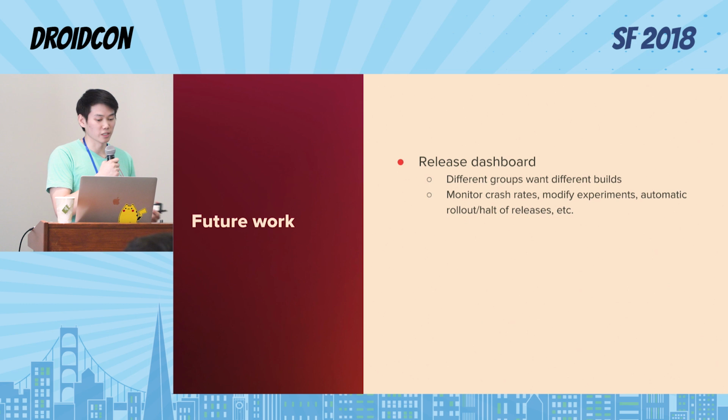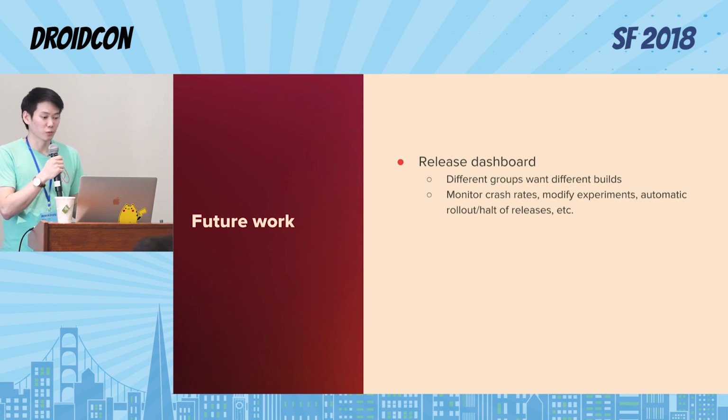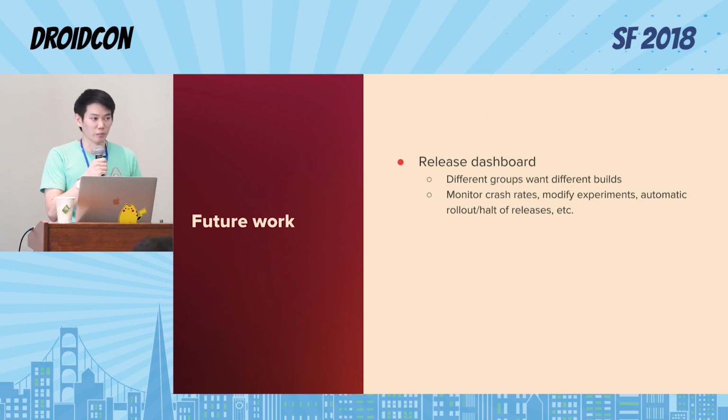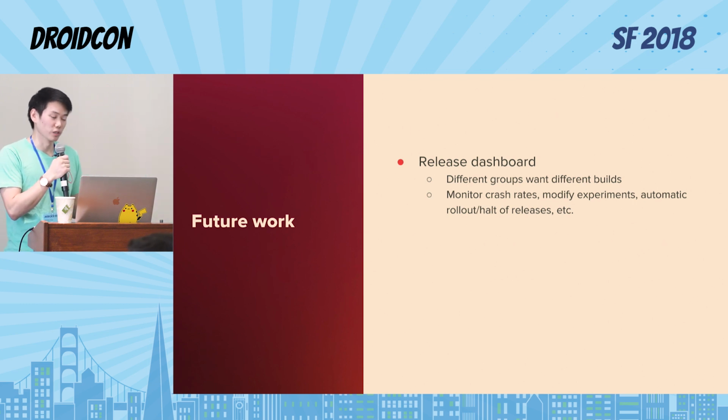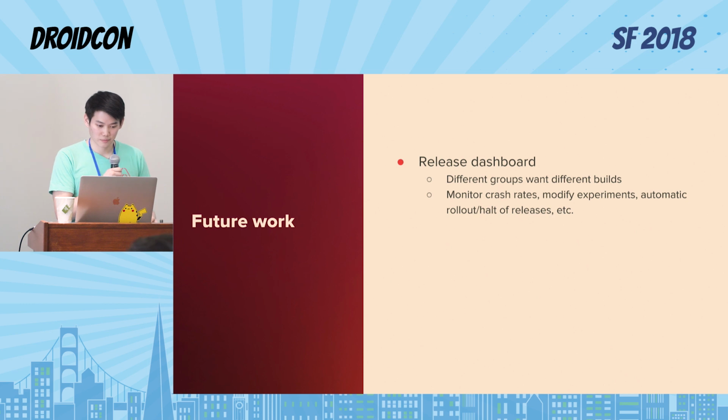Something else that would be really interesting is a dashboard to monitor crash rates, be able to modify A/B experiments, and have some automatic rollout or halting of releases, which we don't have right now. We do it manually. It's up to the release manager to detect these changes.